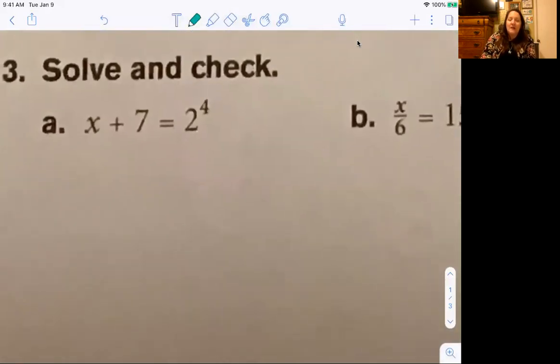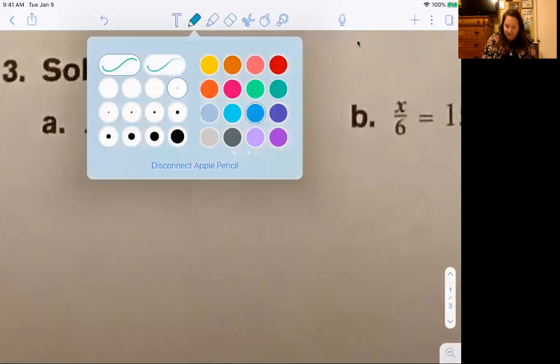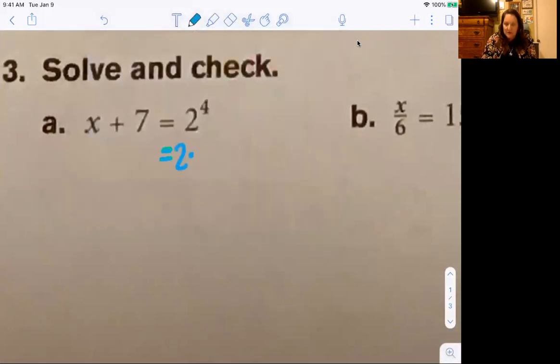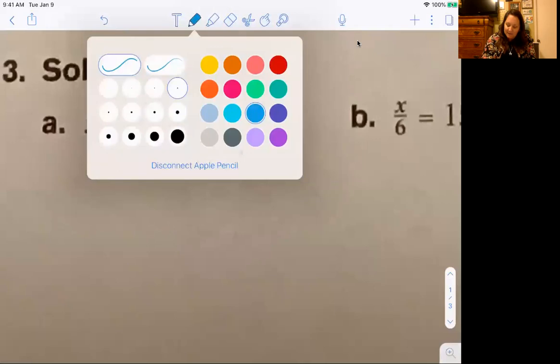We have 3a. x plus 7 equals 2 to the 4th power. Now, does 2 to the 4th power mean 2 times 4? No. 2 to the 4th power really means 2 times 2 times 2 times 2. What is 2 times 2? 4. 4 times 2 times 2 is 4 times 4, which is 16. So I'm going to erase that because I've seen that 2 to the 4th power is 16.